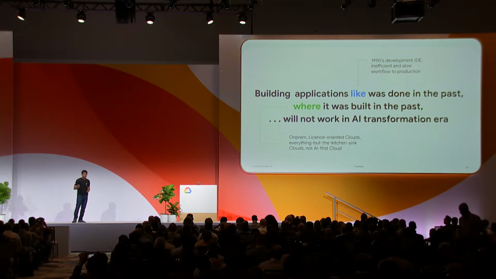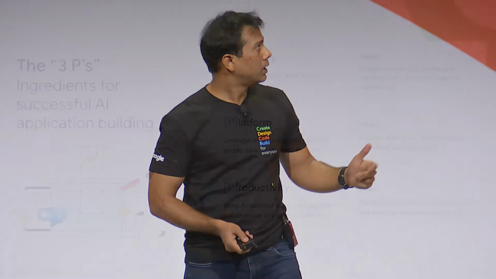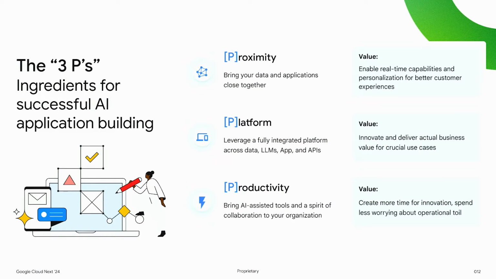Before we start building the application, I'm going to give you a strategy called the 3 P's strategy: proximity, platform, and productivity. When I talk about proximity, keep your data and your applications closer together, because this is going to help you maximize your performance as well as reduce your latency.